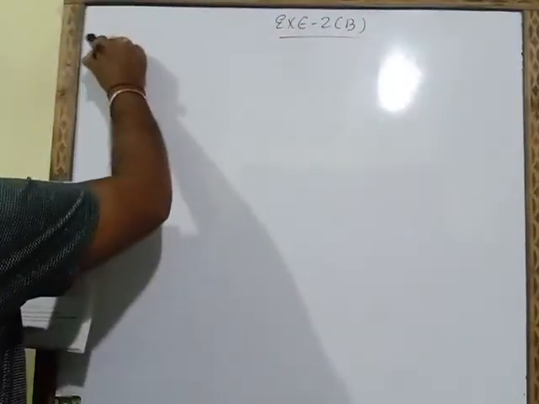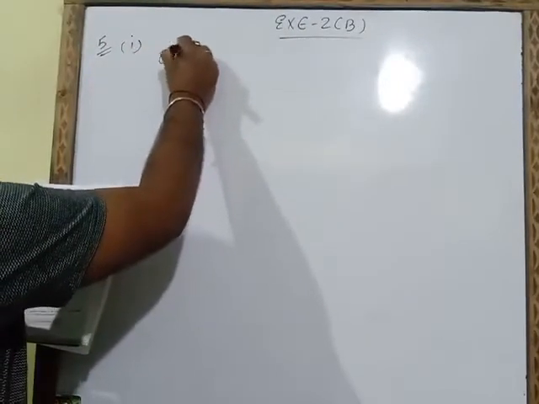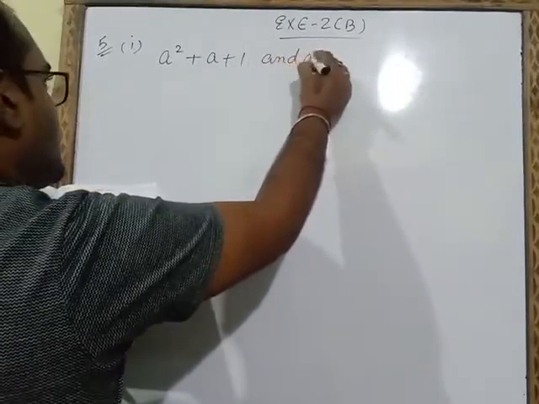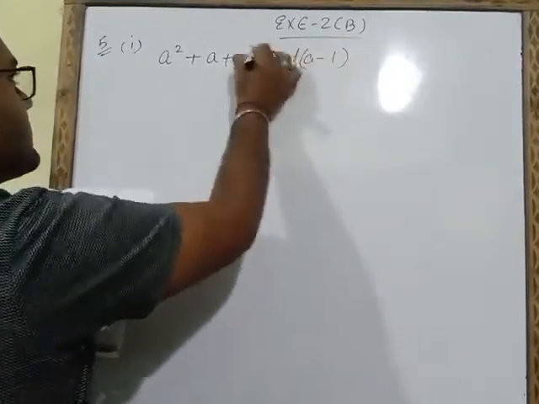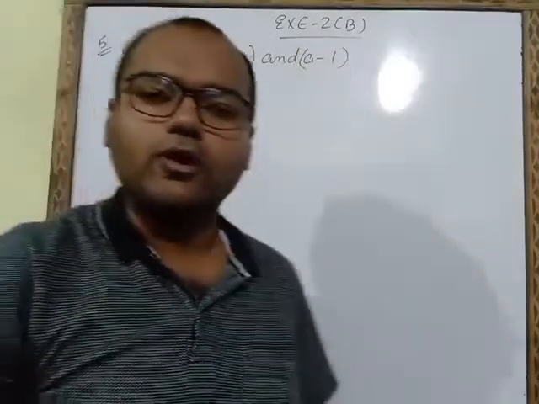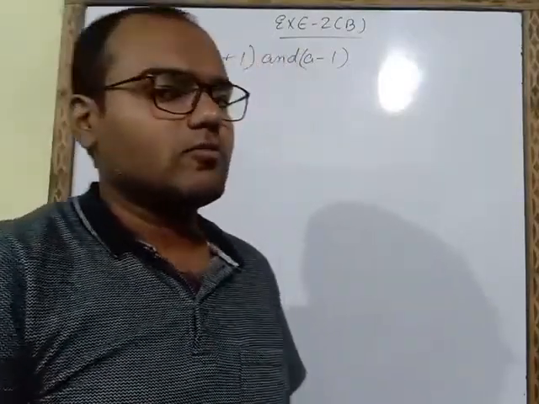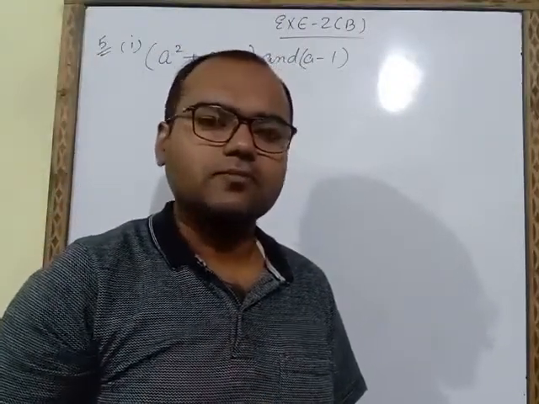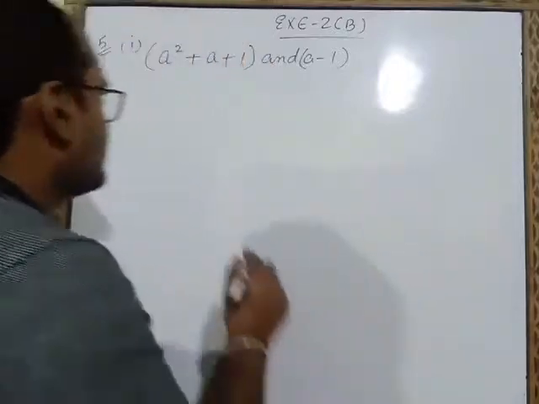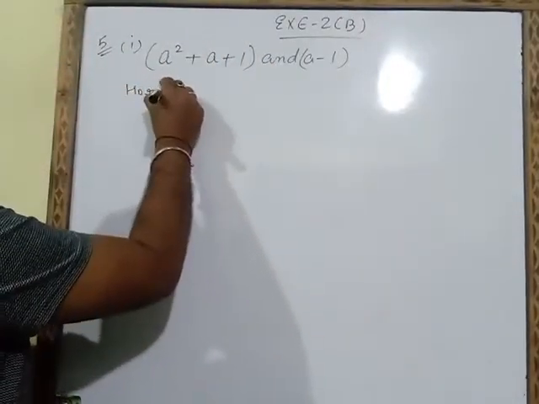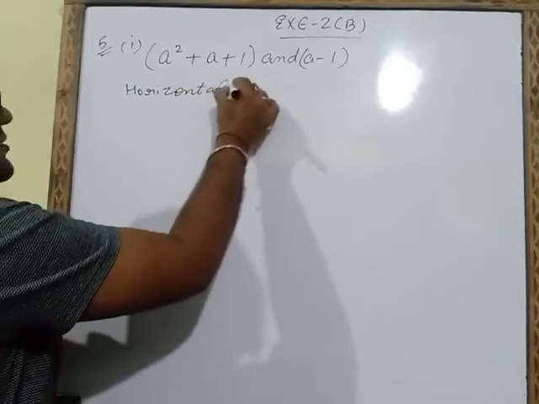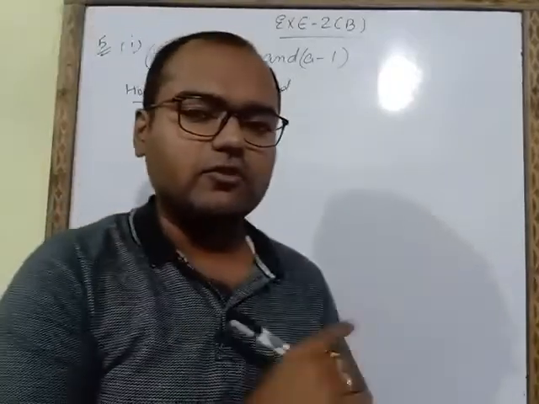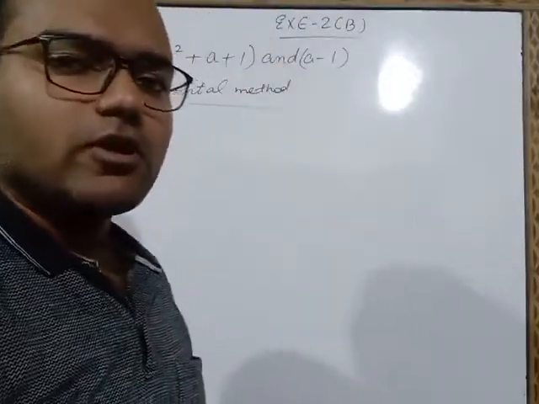First part: (a square plus a plus 1) and (a minus 1). So we have to find the product. Product means multiply. Two methods are there to find the product, as I explained to you in the previous lecture. The first method is the horizontal method. So this question number 5, first part, I will explain to you with the help of the horizontal method.